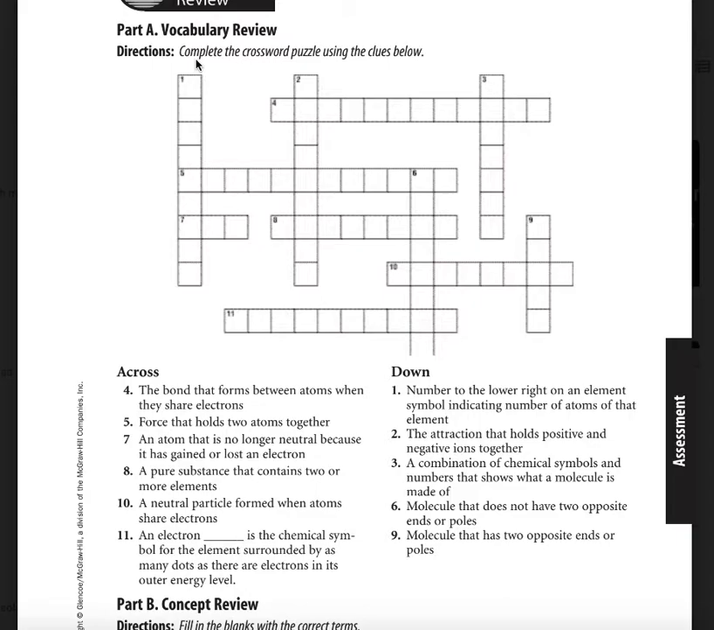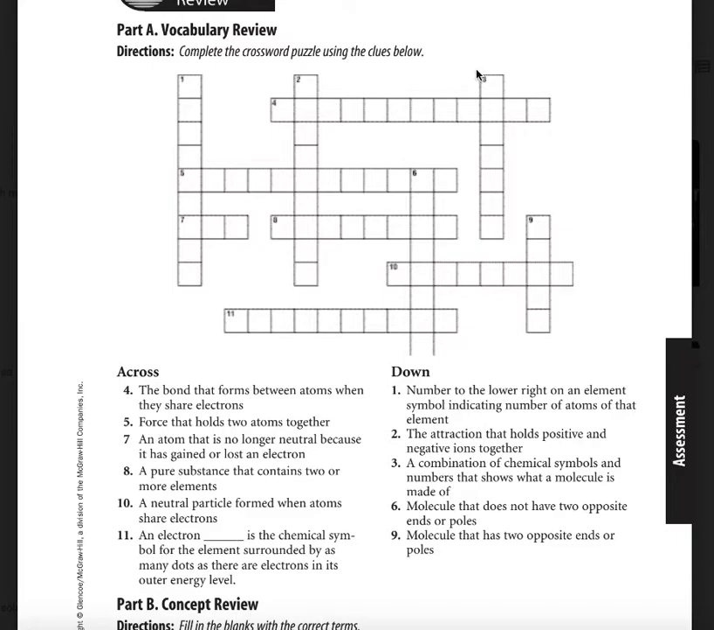Number 2 down, the attraction that holds positive and negative ions together. Number 2 down is listed right here. Positive and negative ions, so the ions part gives that away. That's an ionic bond.